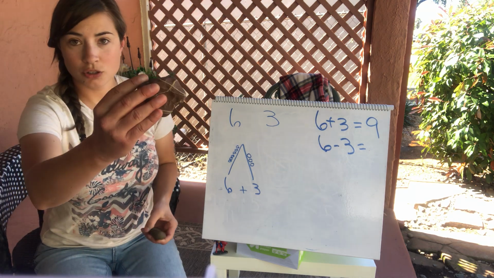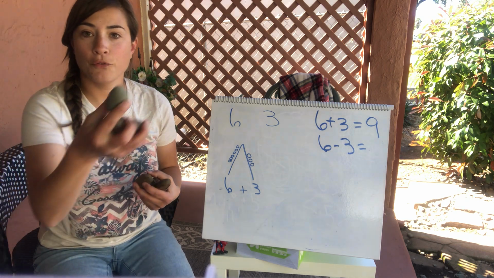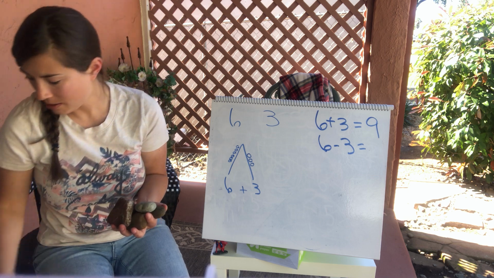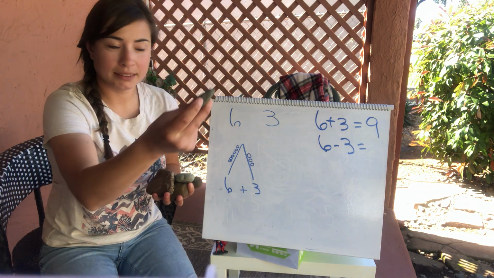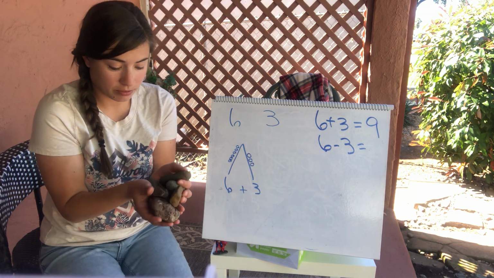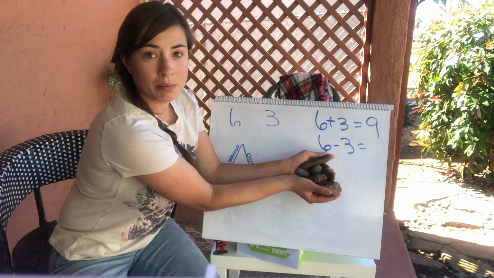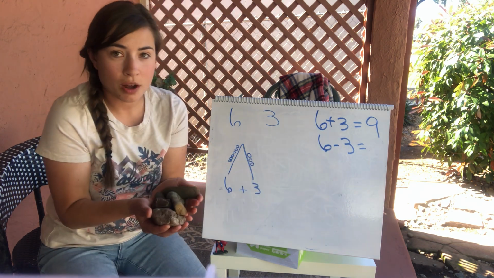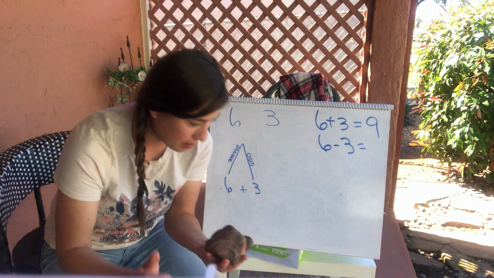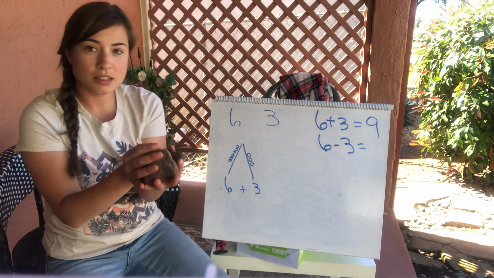1, 2, 3, 4, 5, 6. So here are my 6 rocks. Here they are. And then this number sentence is telling me to take 3 of those rocks away. So whoops, it's jumping out of my hand without even me taking it away. Taking itself away. Okay, 6 minus 3.